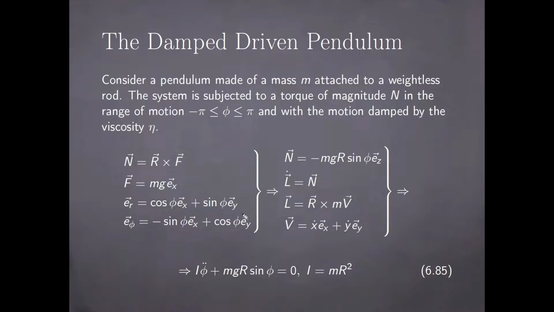And now in terms of these, we can write the torque. We can write Newton's equation for the angular momentum of the system, and we can write the angular momentum itself according to its definition, and we can write the velocity vector down in terms of its x and y coordinates, or we can transform to polar coordinates, depending on what is more suitable.